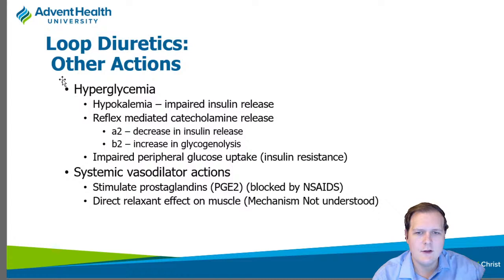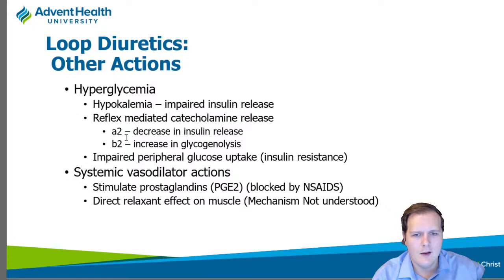So for instance, you can see that hyperglycemia can be a consequence of the actions of loop diuretics. And you're like, well, why would that affect glucose if it's just working in the kidneys? Well, if I lose potassium, that actually impairs insulin release from the pancreas, right? Or if I'm activating the sympathetic nervous system, I can find that by activating things like alpha-2 receptors, I can decrease insulin release, which obviously means less insulin, more blood glucose.